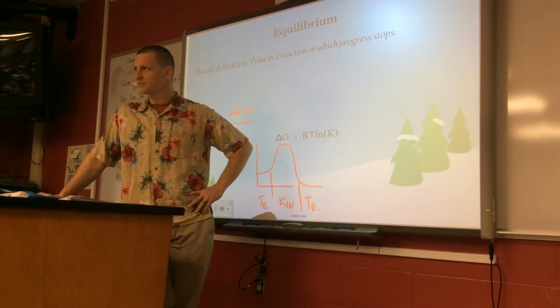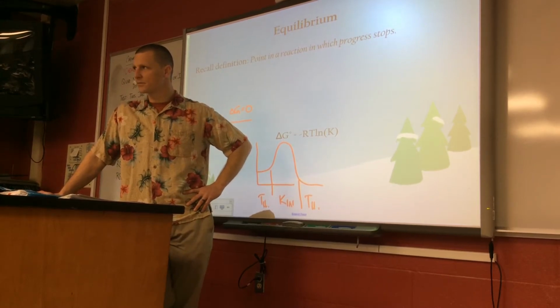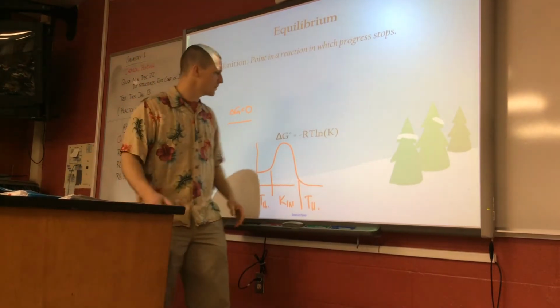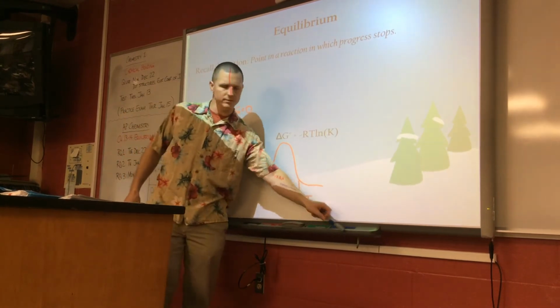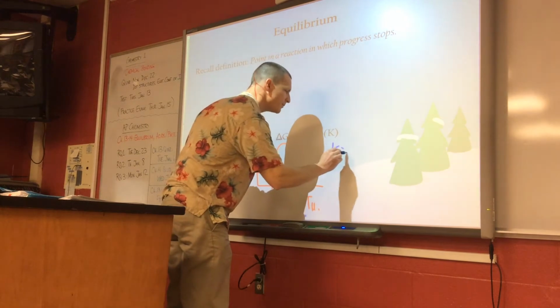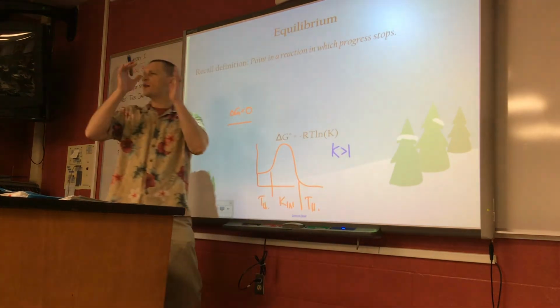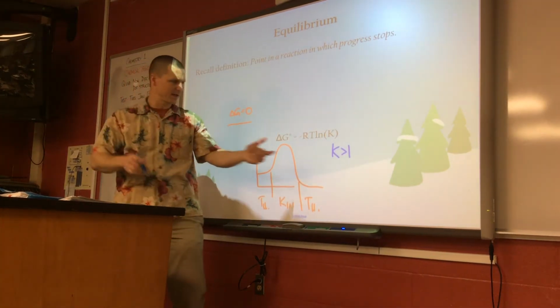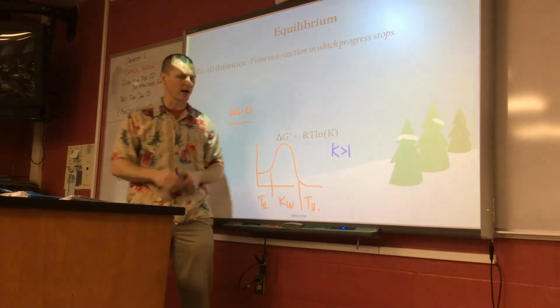How do you know if K is bigger or less than 1? Great question. If K is greater than 1, that means that the reaction favors the products at equilibrium, because K is a ratio, right? And so you've got more products.